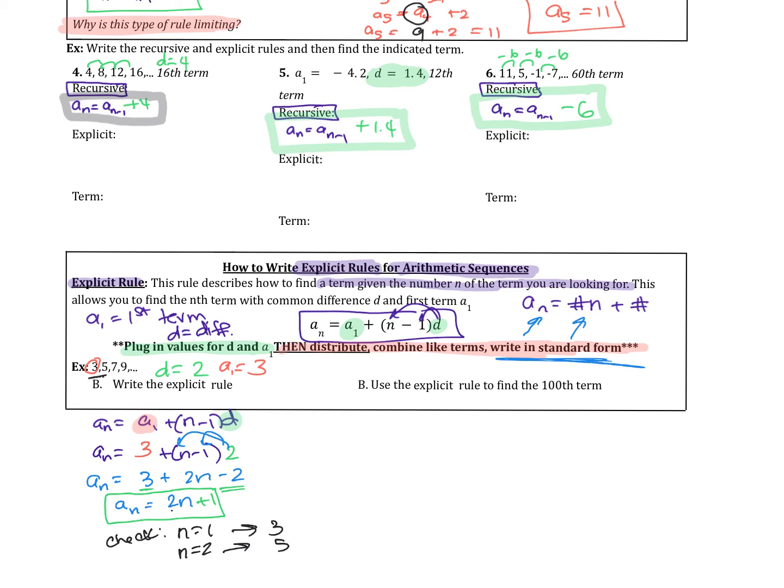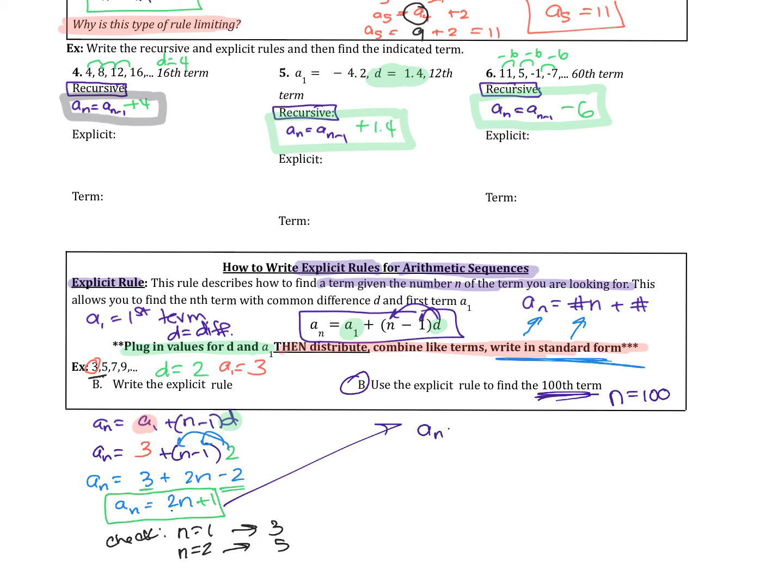Now part B is going to ask us, use the explicit rule to find the 100th term. If you remember moments ago when I said we were looking at the recursive rule, in order to find the 100th term, we'd have to know the 99th term and the 98th term. Now what we're saying is you can actually just plug in 100 for n into the rule that we found.